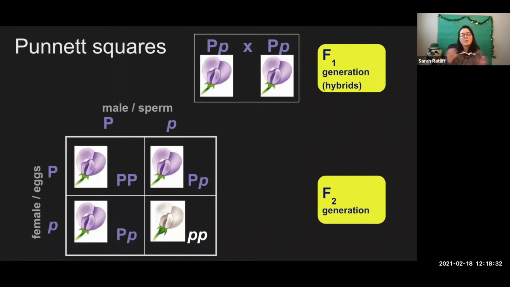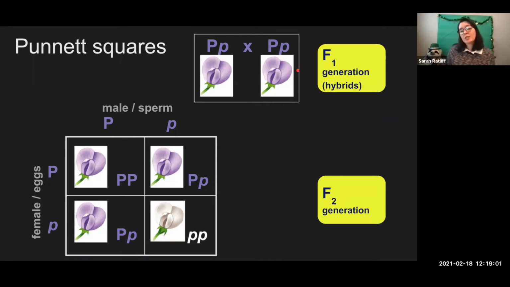Punnett squares. Hopefully this should be slightly familiar, reminiscent of junior high. You should have done something with Punnett squares in junior high, but fear not if you don't remember. We're going to go through it step by step. We're trying to figure out our F2 generation genotype here. Our parents are going to be from the F1 generation. We're going to cross-pollinate our F1 generation to get our F2 generation.